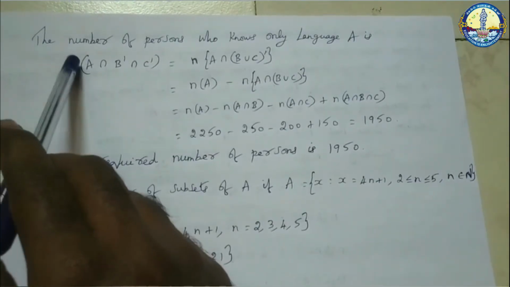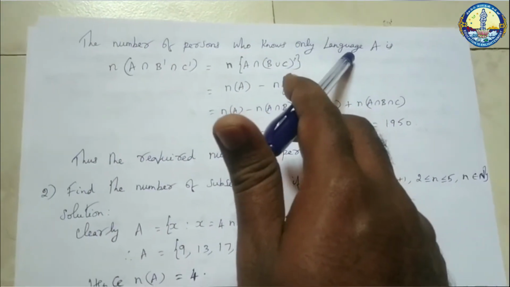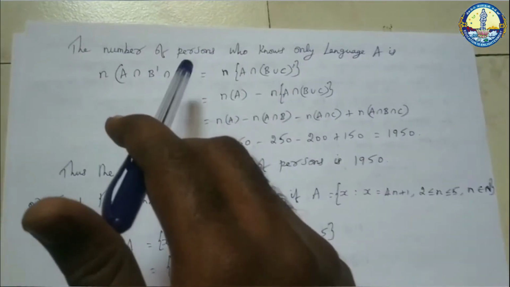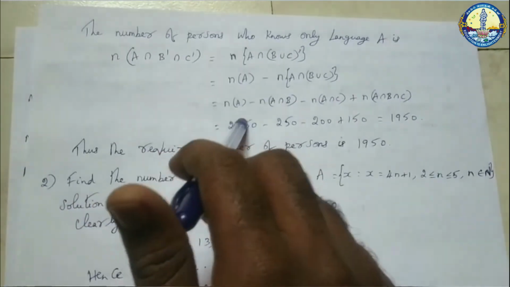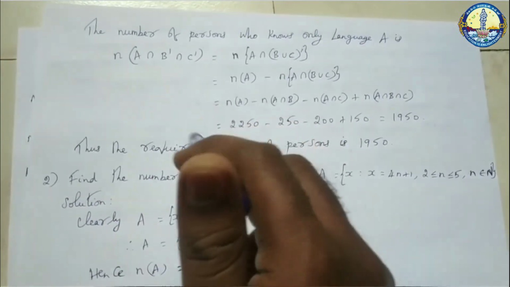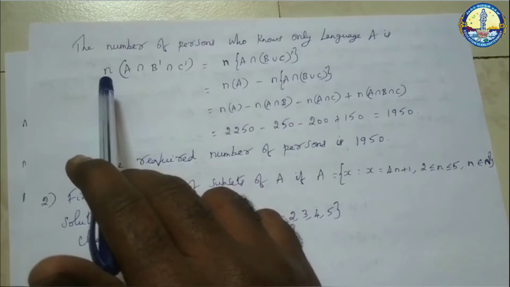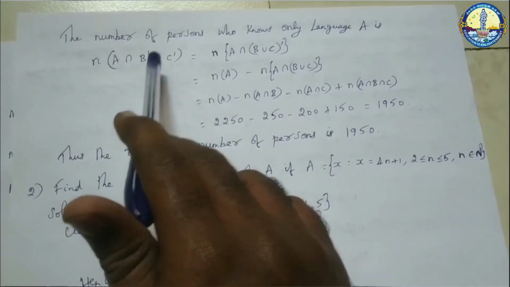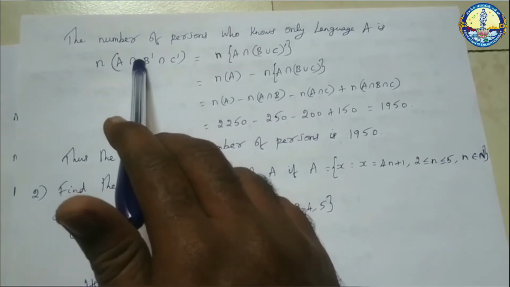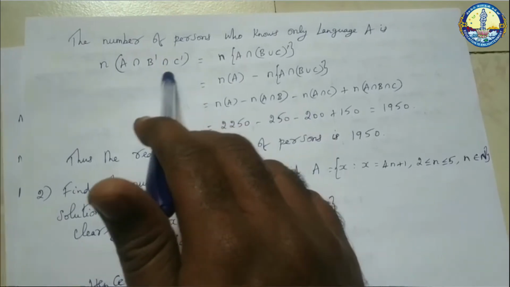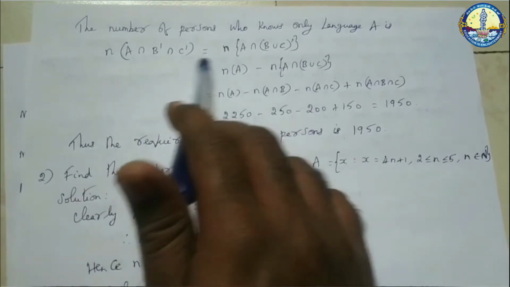Okay, so the number of persons who know only language A. So we have to find the number of persons who know only language A. We already found that n of A is 2,250, that is, the persons who know language A. So this includes the persons who know B and C, everything. Okay, now we are going to find the number of persons with only language A. That is n of A intersection B complement intersection C complement. B complement is the persons who don't know language B and the persons who don't know language C. So obviously they both know language A. So we have to find the intersection of these three sets.